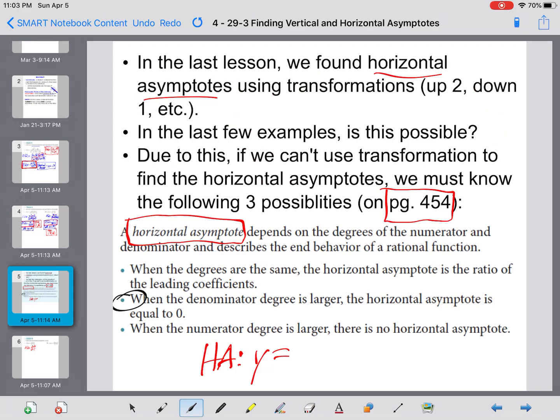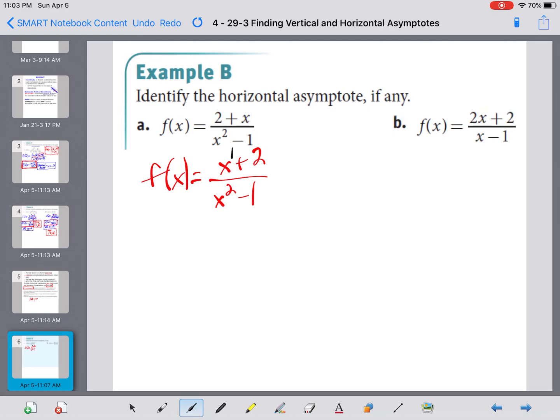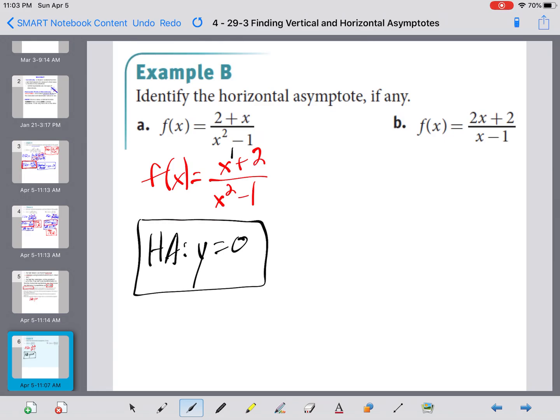This first one is case 2. The denominator has a larger degree. So if I see that, immediately the horizontal asymptote is y equals 0. You really don't need to even show any work. You just have to know that case, you have to know that situation. All right?